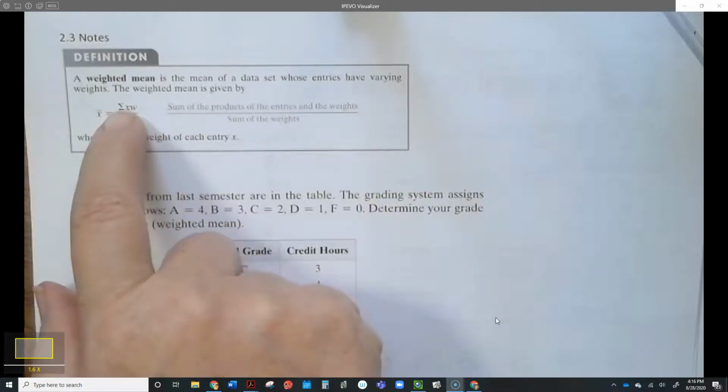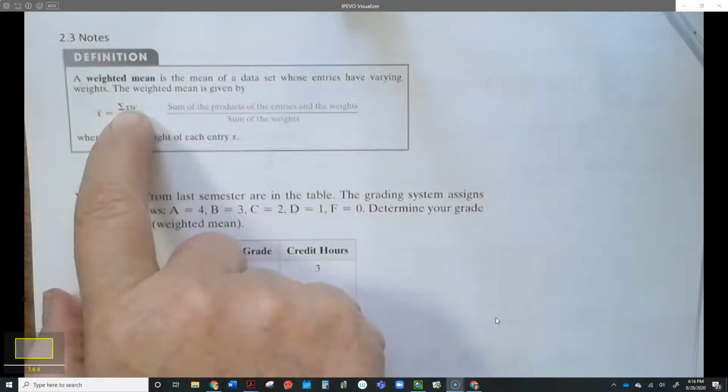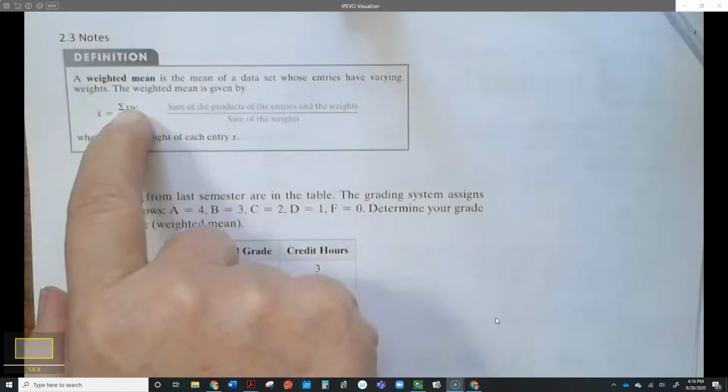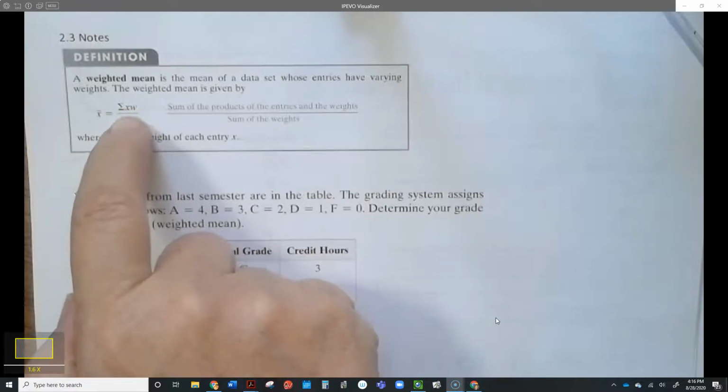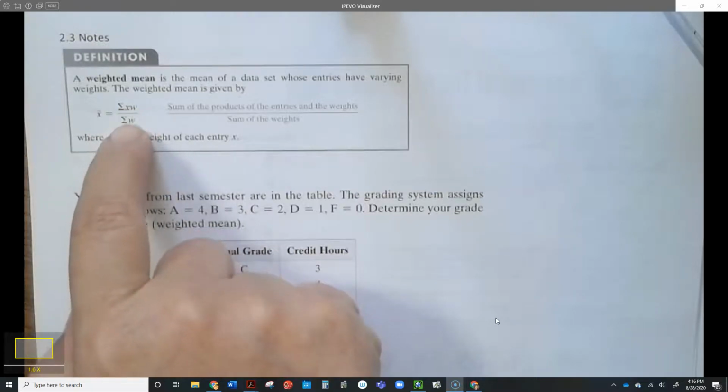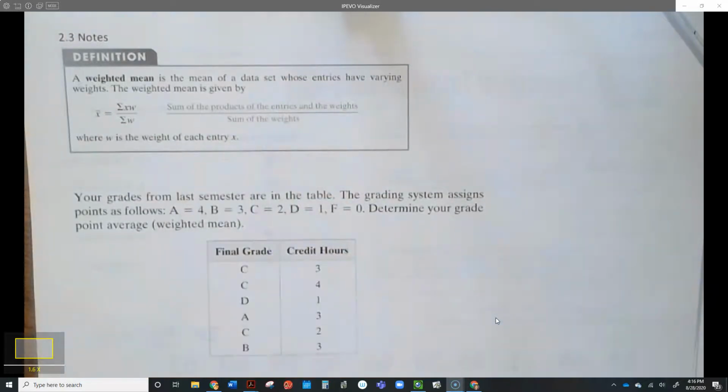Okay, so we're going to multiply X times W. X is the data set, W is the weight. We're going to multiply X times W, then we're going to add them all up. Then we're going to divide them by the sum of the weights. Okay, so that's what that says.